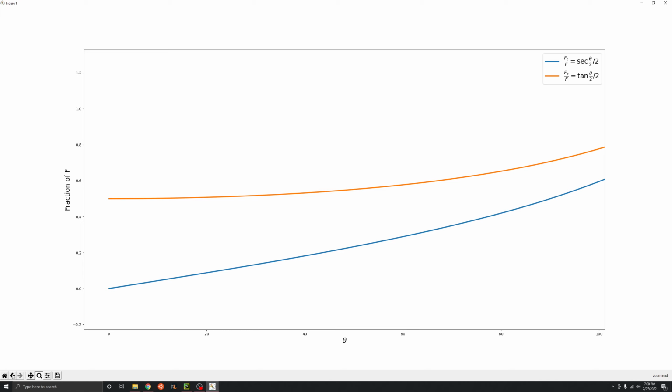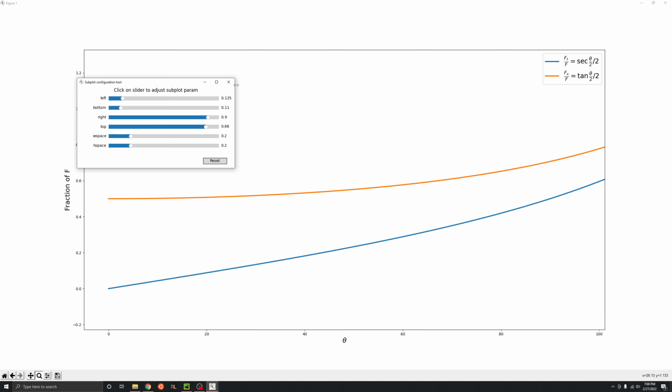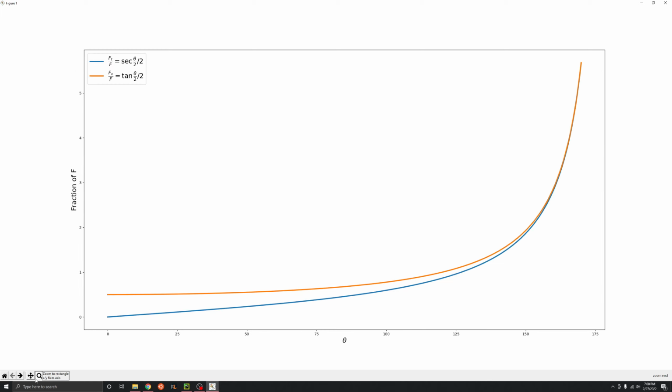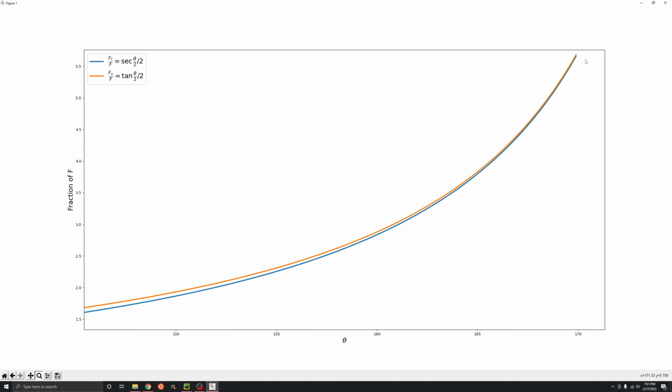So let's zoom out a little. Can I not zoom out? Interesting. There we go. So let's zoom in at something a little wilder. So let's go out to the end of this line, which is 170 degrees. I've only drawn this to 170. It blows up to infinity as you get to 180. So that's just how I've decided to define it.